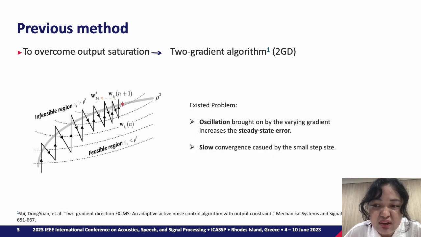Previous research has proposed a two-gradient algorithm to overcome output saturation of the ANC algorithm. These methods update the coefficients in the same direction as the conventional FX-LMS algorithm. Once the output signal power exceeds the constraints of the speaker, the algorithm will change the update direction to reduce output power.